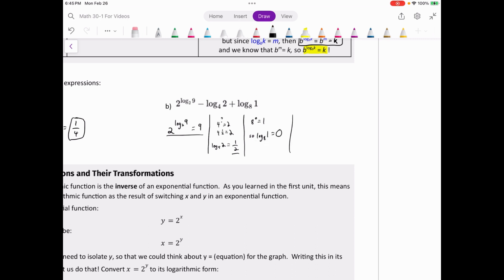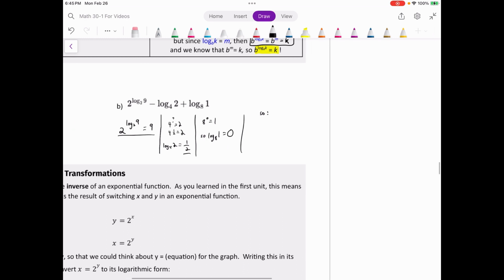So really, this is just saying we have 2 to the log base 2 of 9 minus log base 4 of 2 plus log base 8 of 1. But we've worked out that this is just equivalent to 9 minus 1/2 plus 0. So it's just 9 minus 1/2.